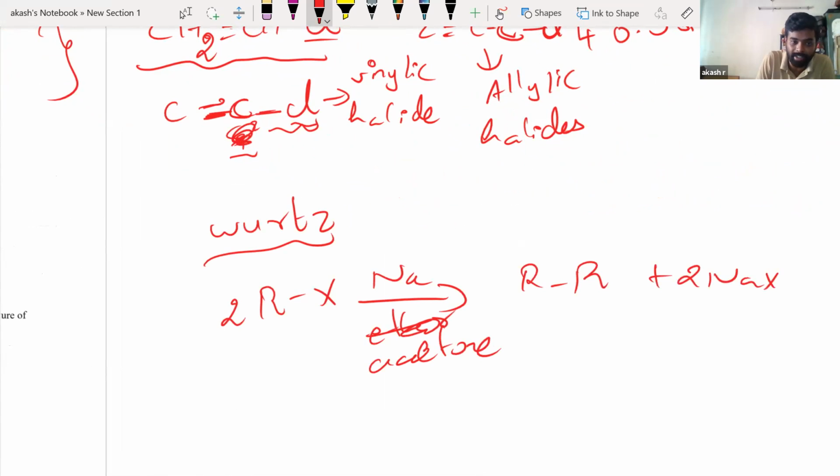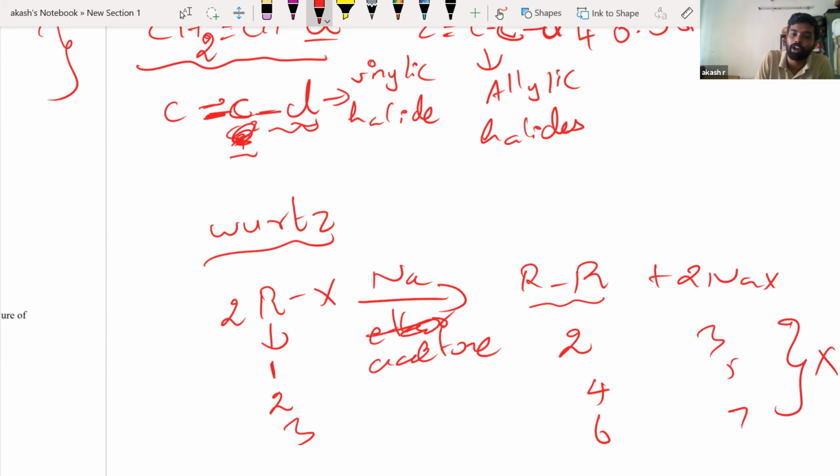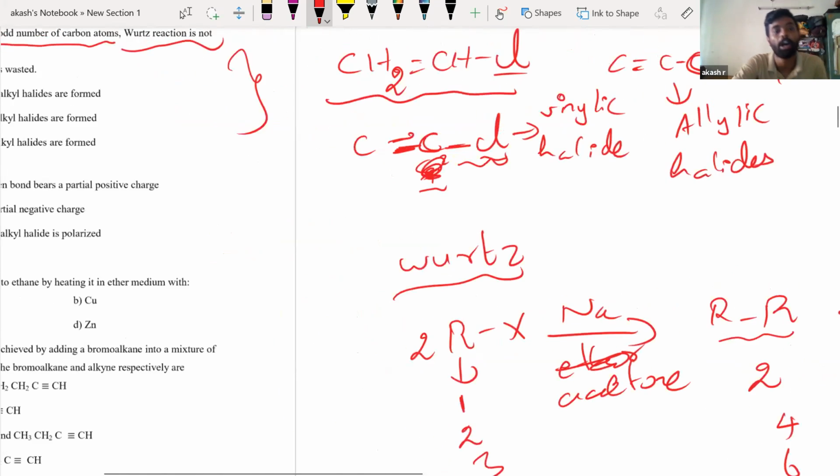So now what you understand is, if I have 1 carbon atom here, I'll get 2 carbon atoms. If I have 2 carbon atoms here, I'll get 4. If you have 3, I'm going to have 6. So all you're going to do is make it twice the number of carbon atoms compared to the reactant. So obviously 3, 5, 7, all these odd numbers are not possible. We'll look at the options.